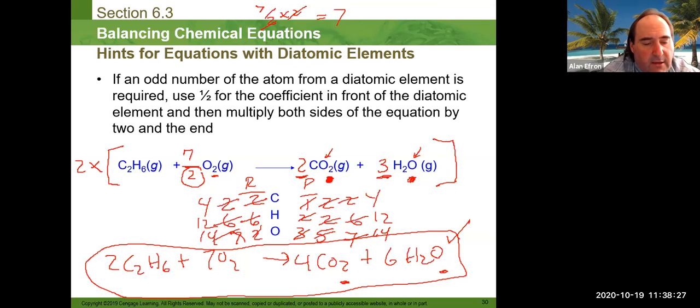Any questions on that? Balancing equations, fractions, polyatomic ions, any of those things?